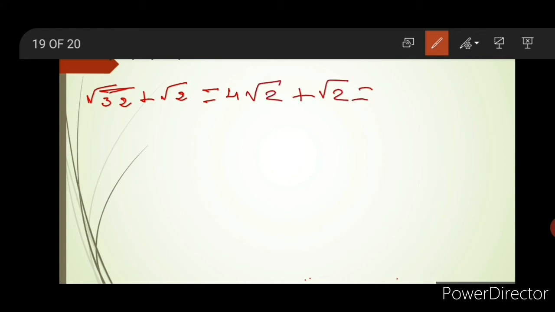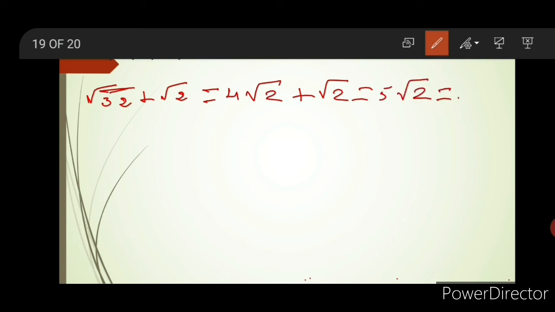Now find the next 4 more terms. What are the 4 more terms? Root 32 plus the common difference, square root of 2, is equal to what? Square root of 32 plus root 2. We can write root 32 as 4 root 2, plus 1 root 2 is equal to 5 root 2.